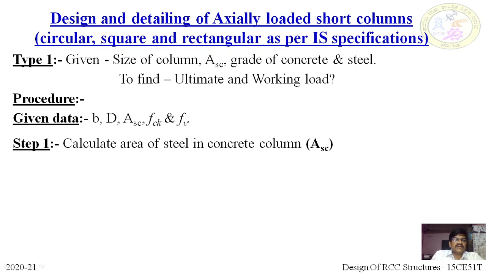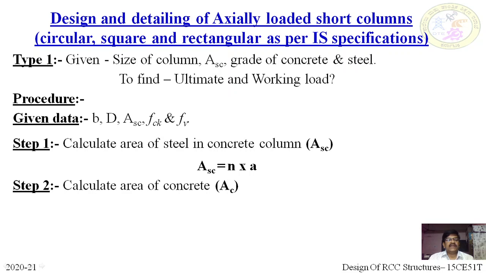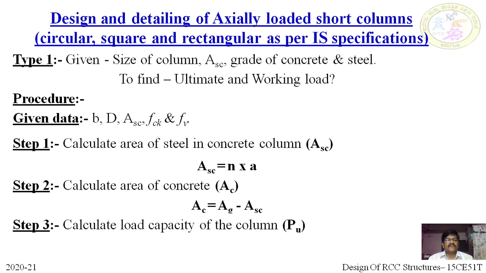This is the procedure to solve the problem. First we have to note down the B, D, ASC, FCK, FY values. Calculate the area of steel in a column, that is ASC equals N into A. Calculate the area of concrete, that is AC equals AG minus ASC. As we know, AG equals B into D.